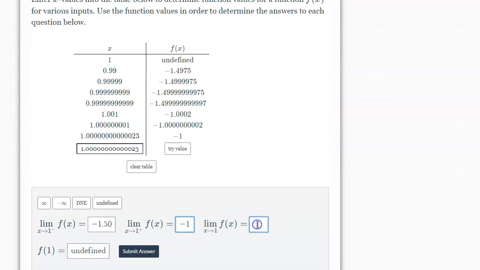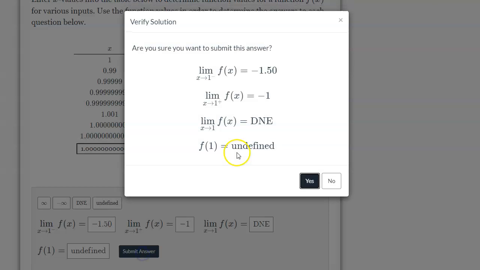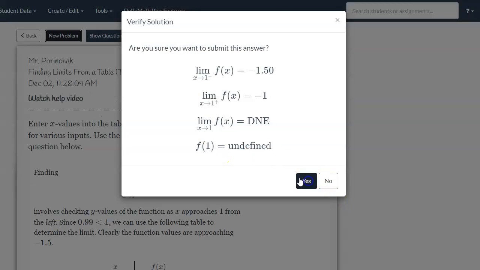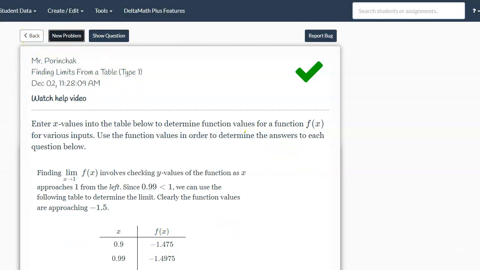Then we have to answer the question about the overall limit. Remember what we learned in the newest video over one-sided limits. The only way the overall limit exists is if both sides are converging onto the same value. Based on my testing, I found that the left side goes to negative 1.5, whereas the right side goes to negative 1. Since those answers aren't the same, the limit does not exist. Pretty easy there. Hit submit answers. Make sure it's all exactly as you want, and you'll get that green check.